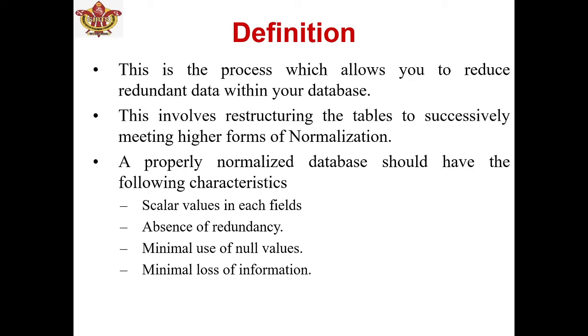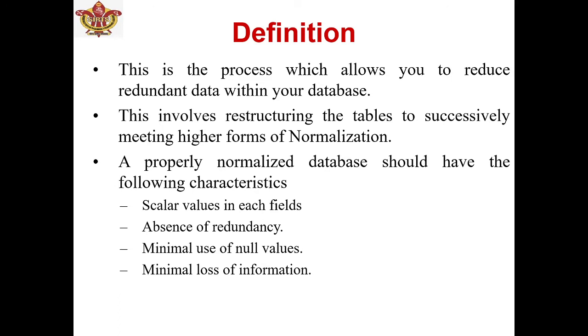So normalization is the process of minimizing redundancies from a relation or a set of relations. Redundancy in relations may cause insertion, deletion, and update anomalies, so normalization helps to minimize the redundancy in the relations. Normal forms are used to eliminate or reduce redundancy in the database tables, right? This is the process which allows you to reduce redundant data within your database, right?